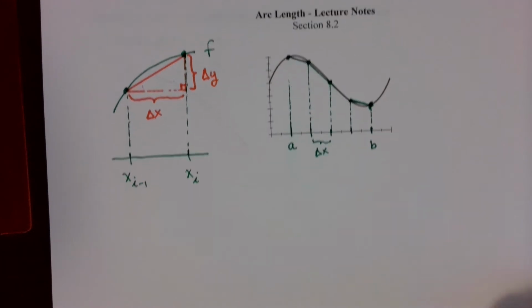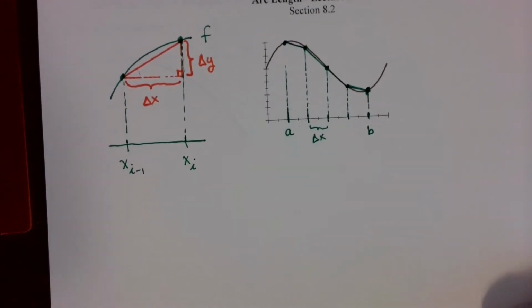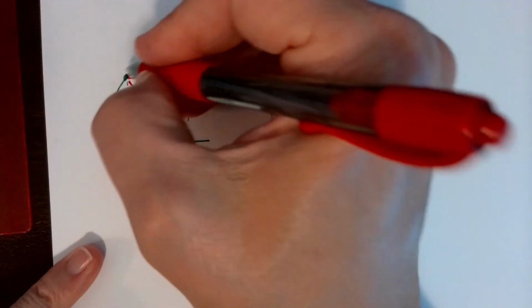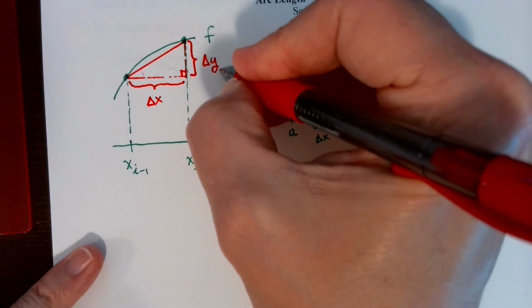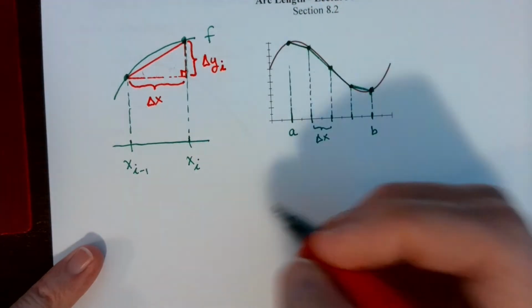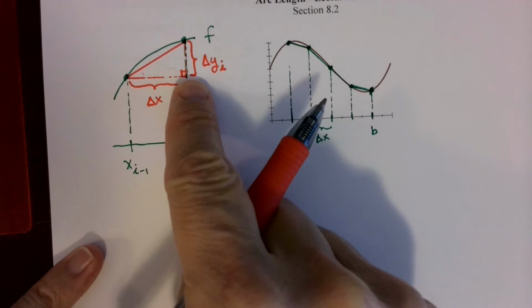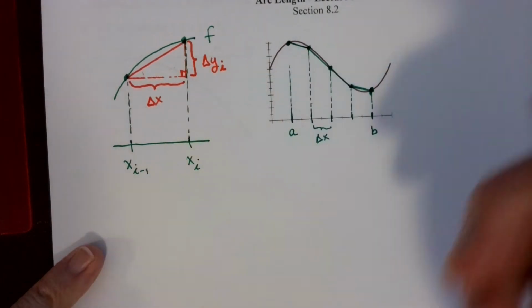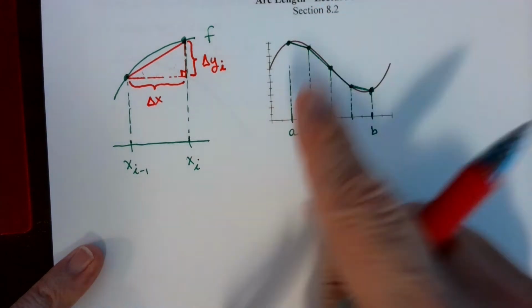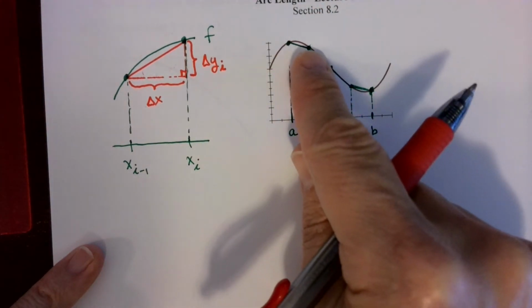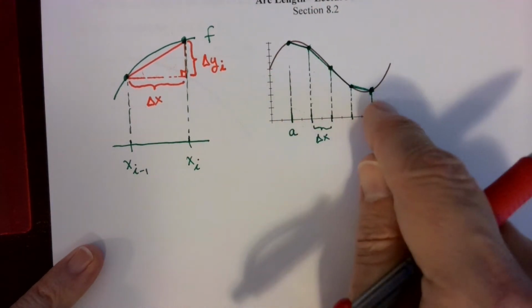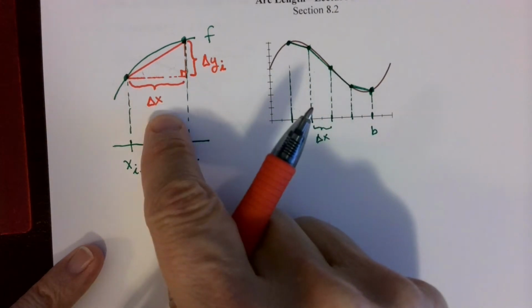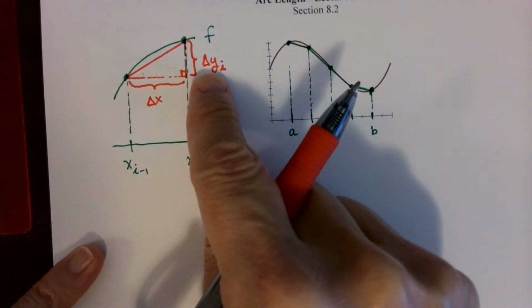And I'm going to say this is the change in y sub i, because this is the ith subinterval, and these changes in y vary as we move from subinterval to subinterval. The change in y in this first subinterval is not as great as it is in the second subinterval, and so on. So these can change. The delta x's are all the same. These widths are all the same, but this can change.